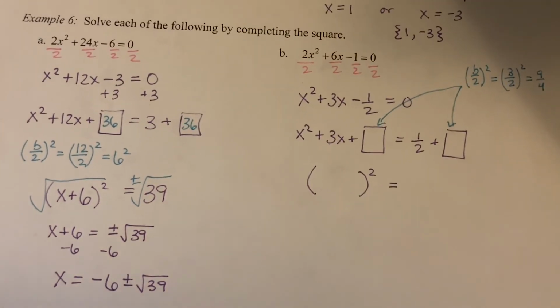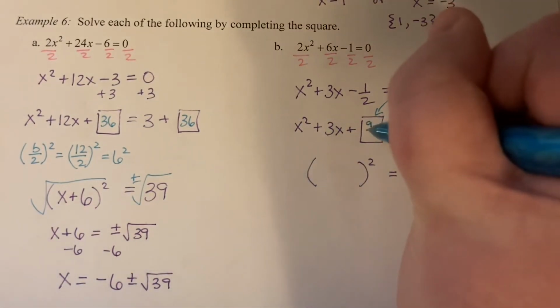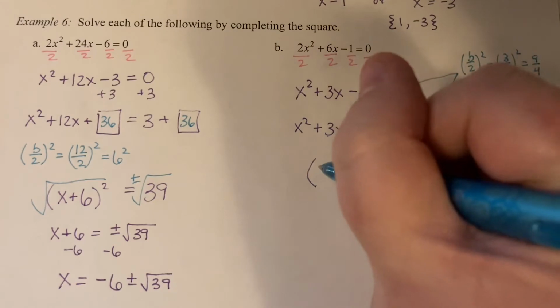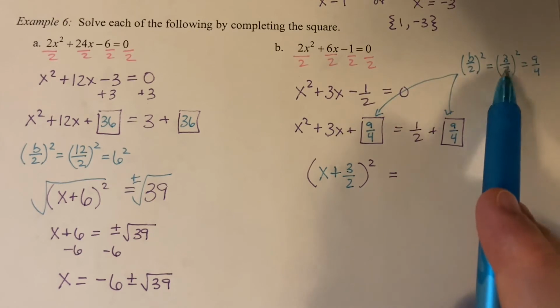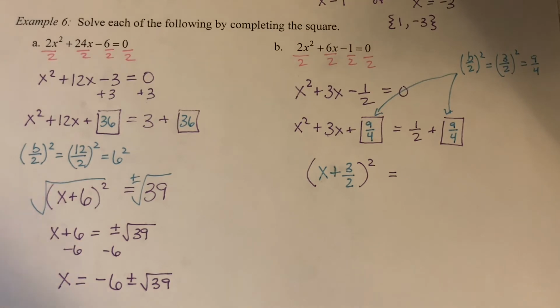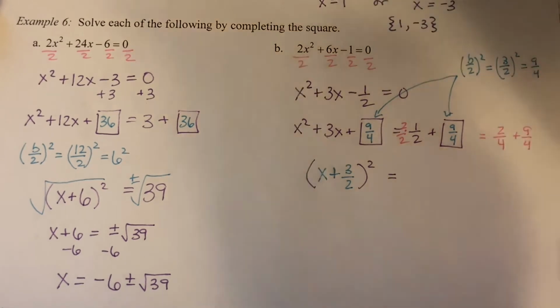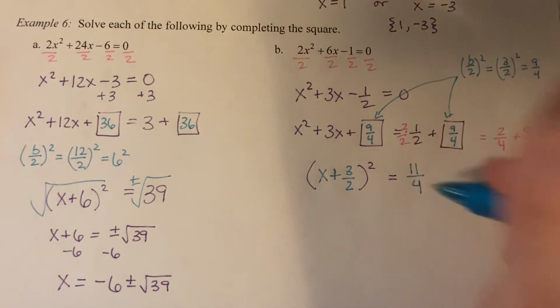Sorry, I'm in a weird shadow. All right, so 9/4 goes in both of these. 9/4, 9/4. But the perfect square is just the x plus 3/2 quantity squared. So once we square the 3/2, that's where the 9/4 comes from. On the right side, we're going to need a common denominator. So I need to multiply by 2 over 2 to get this to be 2/4 plus 9/4. So on the right side, I'm getting 11/4.